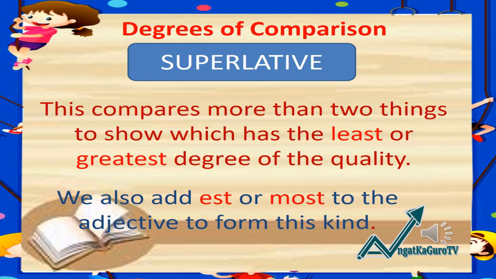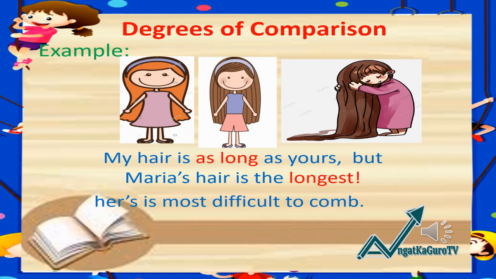Next is the superlative degree. The superlative degree compares more than two things to show which has the least or greatest degree of the quality. We also add est or most to the adjective to form this kind. Example: my hair is as long as yours, but Maria's hair is the longest. Hers is most difficult to comb.